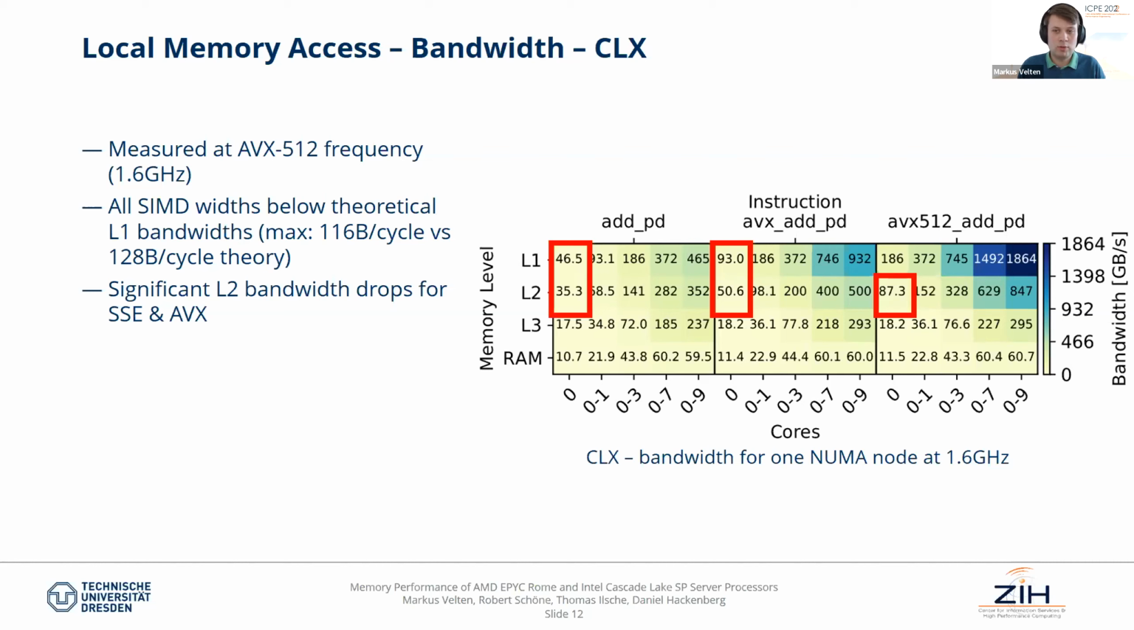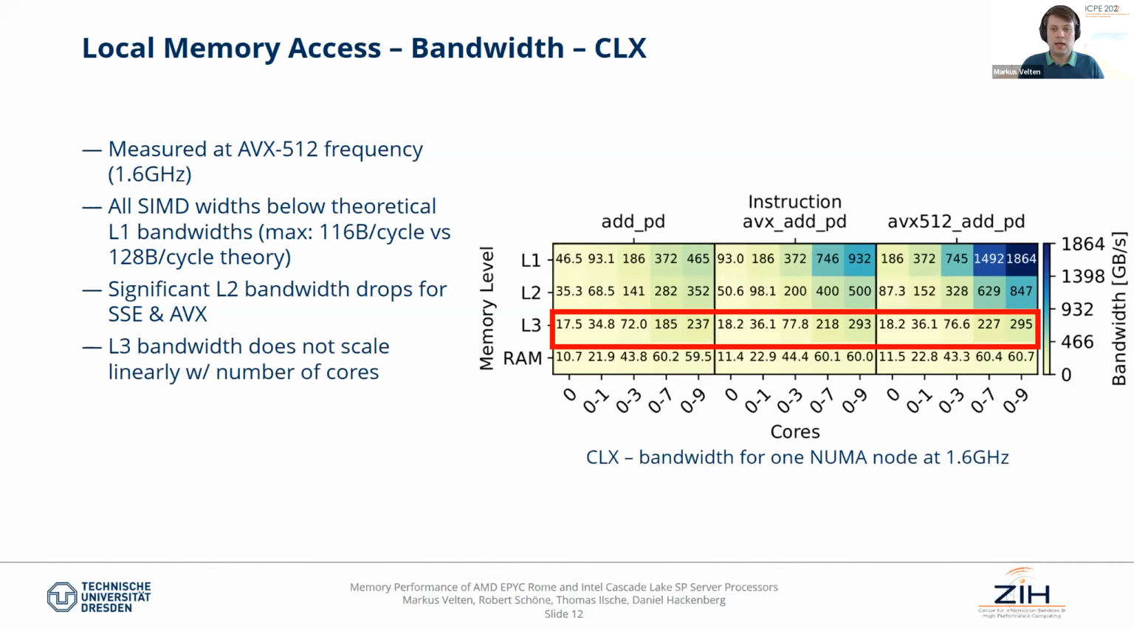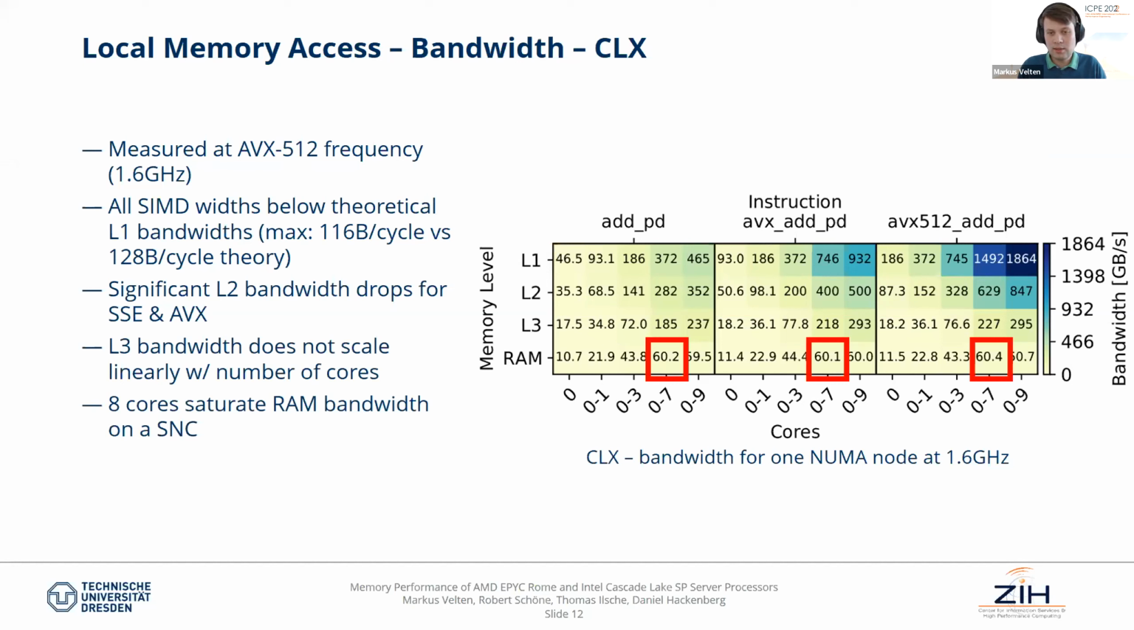On the SSE side, we have a number for the L1 bandwidth that's way below the maximum L2 bandwidth we've seen for all SIMD widths. Therefore, we would have expected to see identical L1 and L2 cache bandwidths for these processors, which was not the case. We've furthermore seen that the L3 bandwidth does not scale linearly with the number of cores either. And we had to use 8 cores in order to saturate the main memory bandwidth, which is pretty much all the cores of a single sub-NUMA cluster.